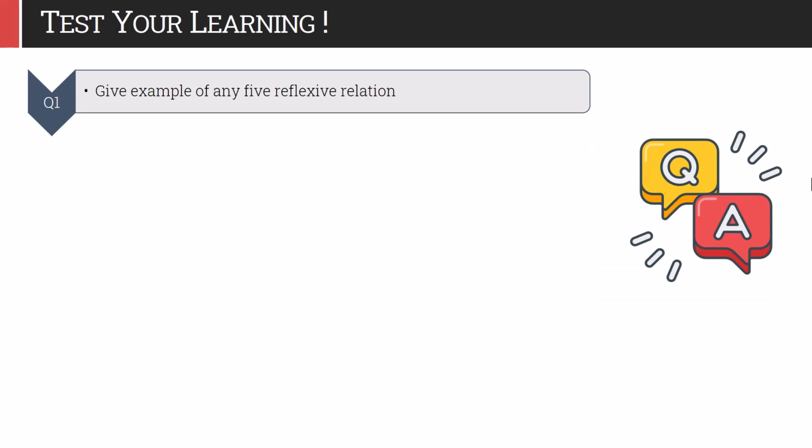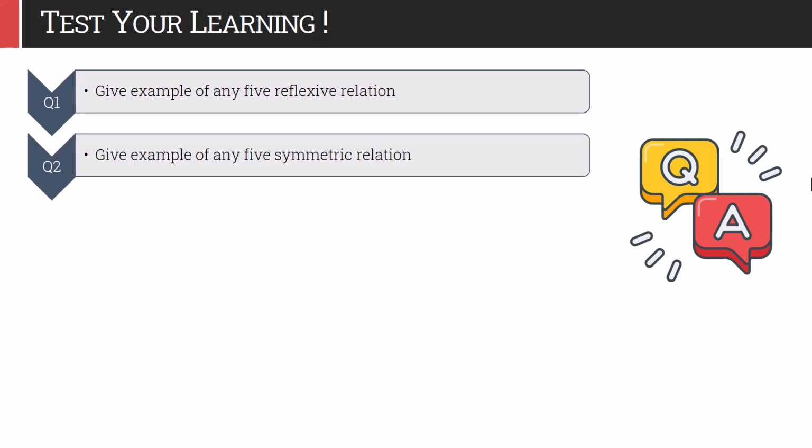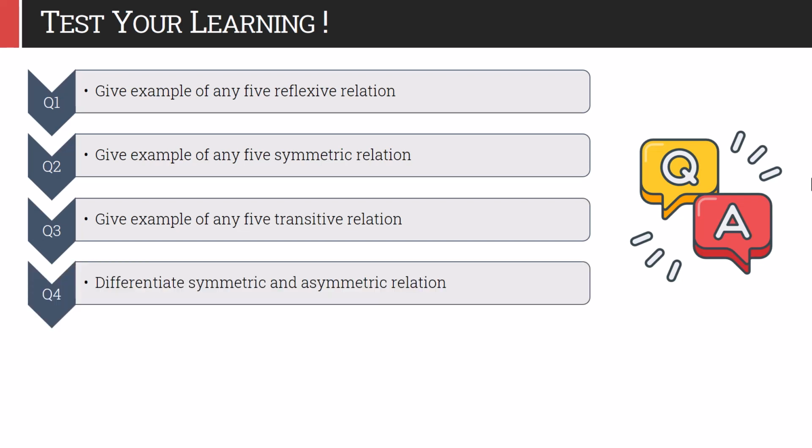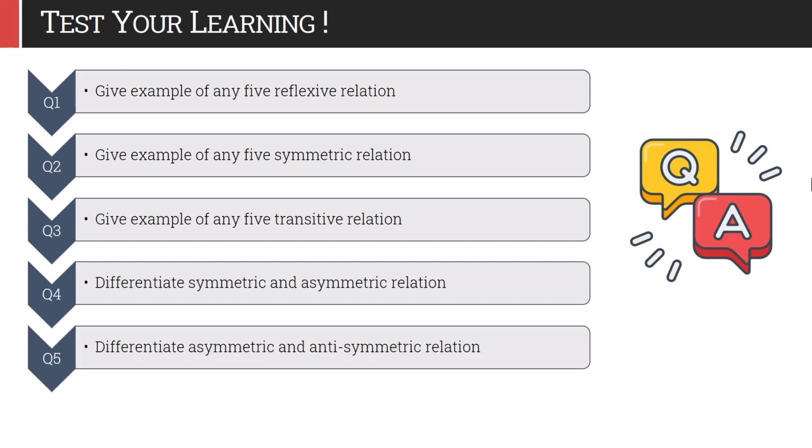Let us test your knowledge. Give a few examples of a reflexive relation. Give an example of a symmetric relation. Give an example of a transitive relation. Differentiate symmetric and asymmetric relations, and differentiate asymmetric and antisymmetric relations.